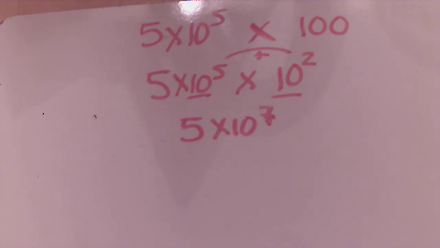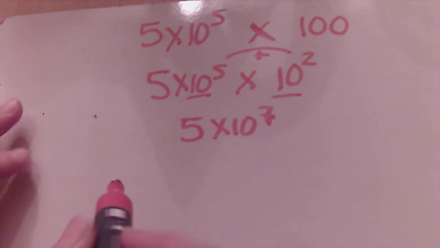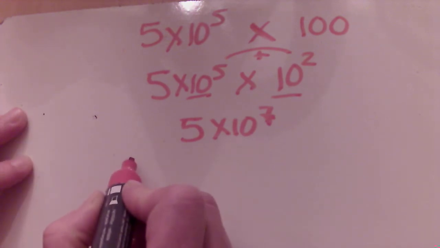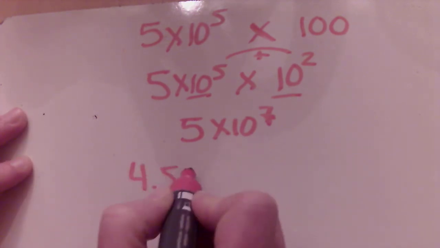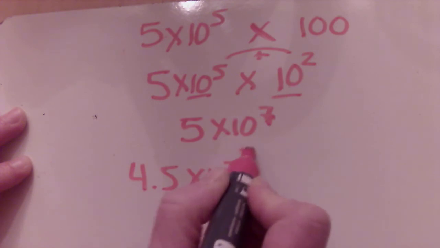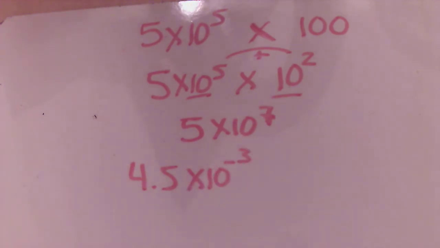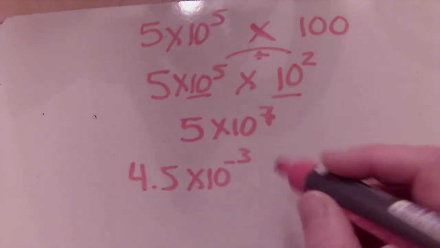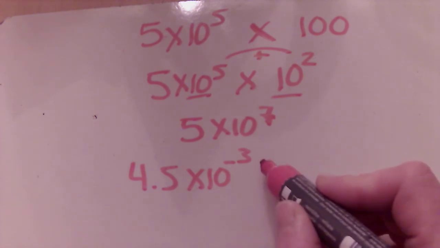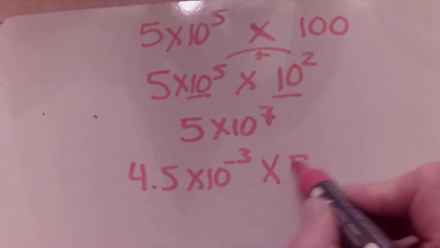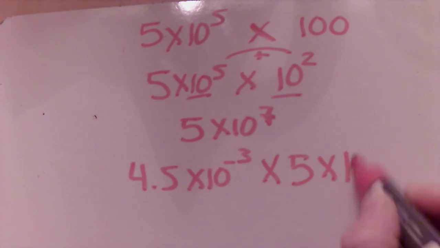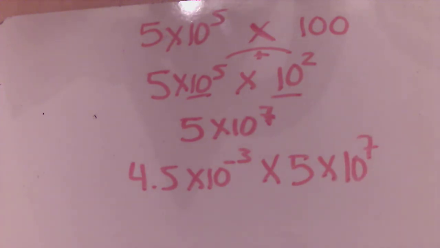The next piece of information you had was how much a single sheet of paper weighed. A single sheet of paper weighed 4.5 times 10 to the negative third. Then most of you figured out that you need to multiply that weight times the total number of sheets, and you would get the total weight of the paper.